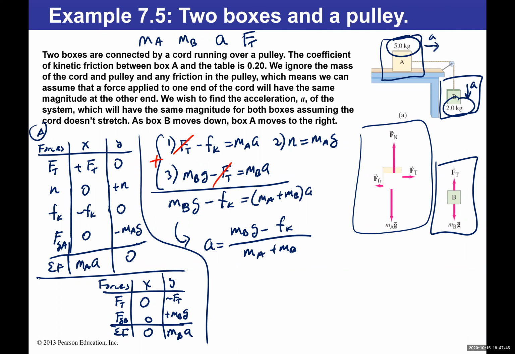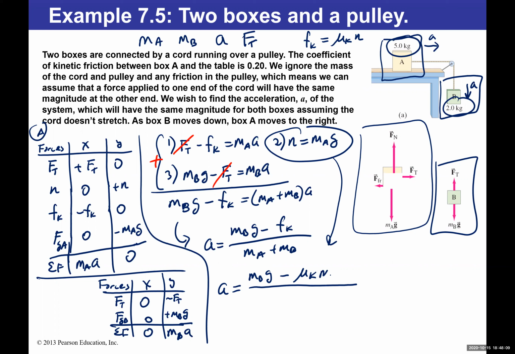All right, and in a way I have everything that I need, because from here I can say acceleration is equal to MBG minus, now here's F of K. Well, I don't have F of K, but remember, F of K is equal to the coefficient of kinetic friction times the normal force. That means I can say it's the coefficient of kinetic friction times the normal force, and equation 2 tells me what the normal force is. This is MA times G. Then this is divided by MA plus MB. And you can see, all I need is 3 things: mass of A, mass of B, and the coefficient of kinetic friction, and I can solve for that.